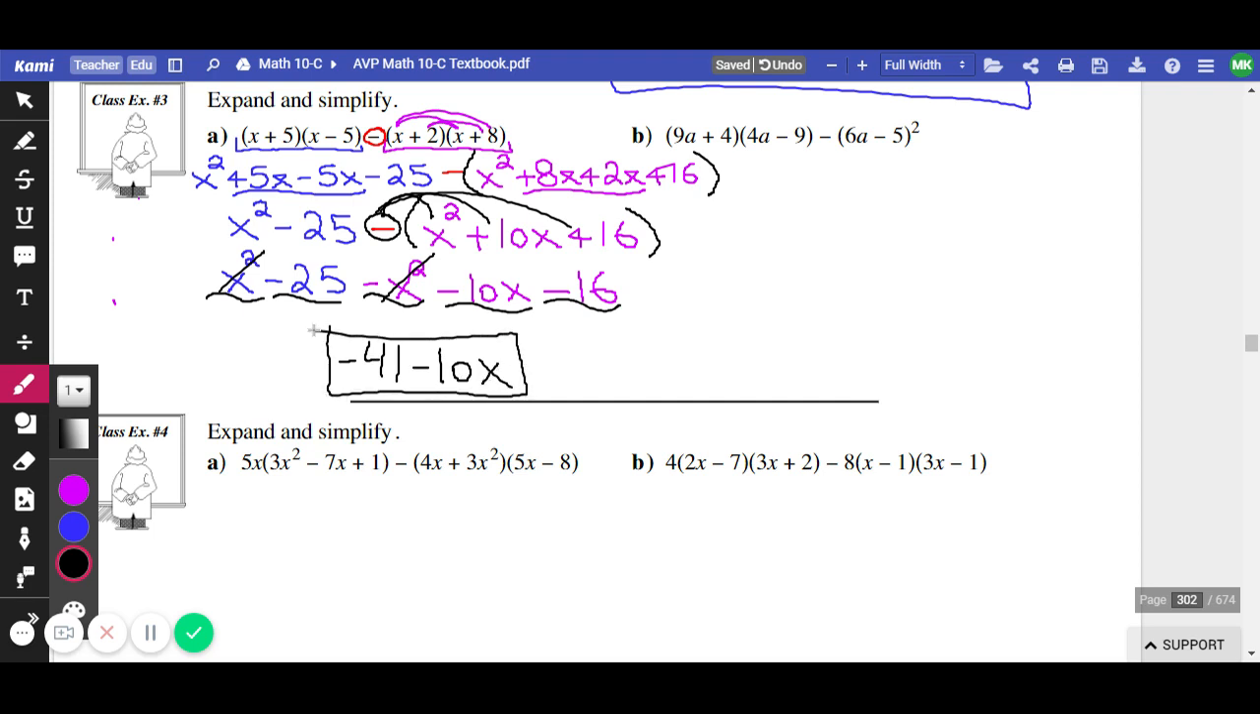My answer would be negative 41 minus 10x. If you reverse the order and put negative 10x minus 41, that's the exact same solution. Right? You can reorder addition and subtraction.